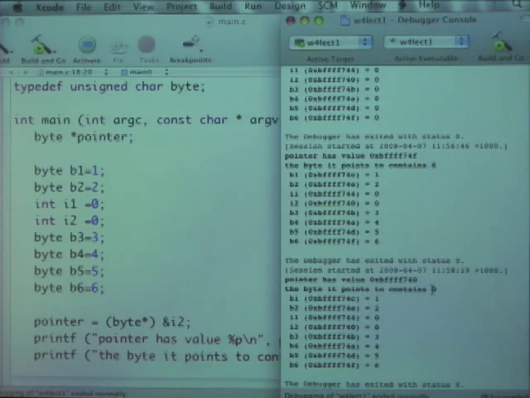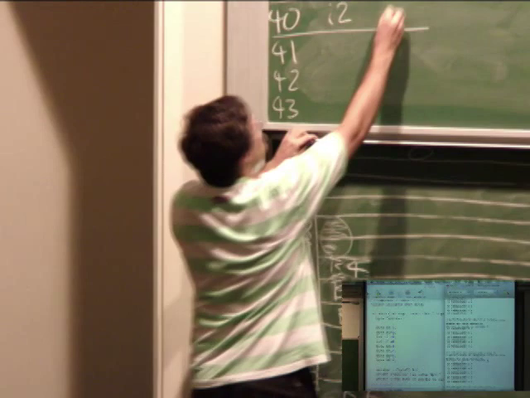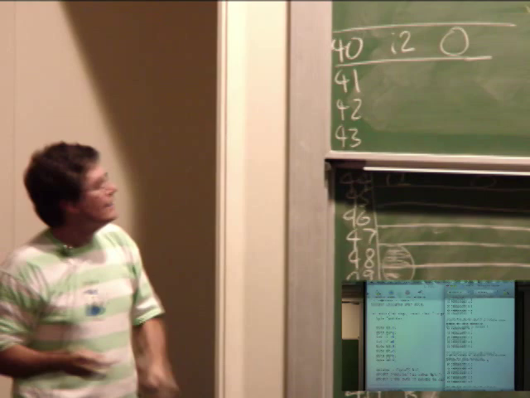Now let's have a look. The byte it points to contains a zero. Okay. So what did we store in I2? Do you remember? Zero. So this is saying that contains a zero. So it's all looking good so far. I wonder what this guy contains. Let's print them all out.